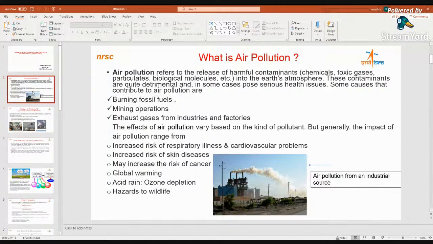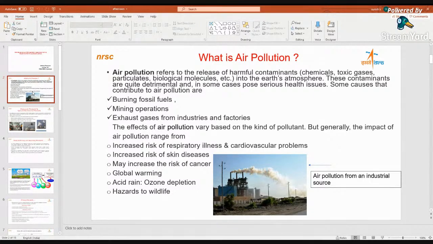So first, coming to what is air pollution. Air pollution is nothing but the release of harmful contaminants like chemicals and toxic gases into the Earth's atmosphere. These contaminants are very harmful and also pose serious health issues. Some causes that contribute to air pollution are mining operations and the burning of fossil fuels, for example, which release huge amounts of gases, for example carbon monoxide, nitrogen oxide, sulfur dioxide. These are harmful, and they are also a threat to climate change.